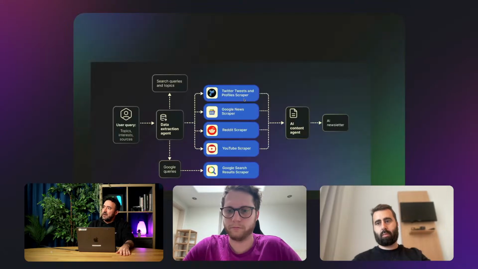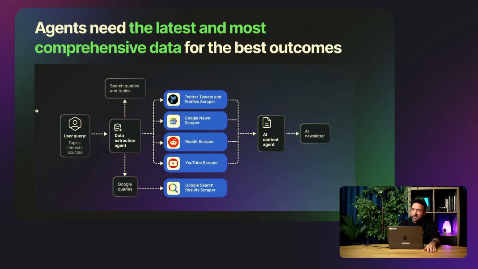So with Apify, you can actually equip your agents with over 5,000 tools. And why is this important? As you know, agents need the latest and most comprehensive data for the best outcomes. So when you think of, for example, an agent that will create content for you, you'll probably want to chain a data extraction agent to an AI content agent. But that data extraction agent needs data that is relevant and recent. So for example, from Twitter, from Google News, from Reddit, from YouTube, and of course from Google Search.